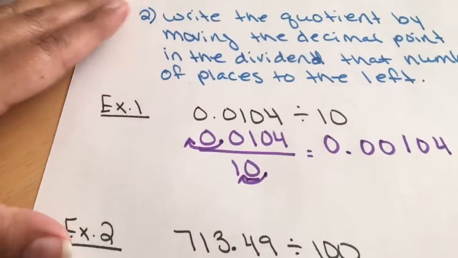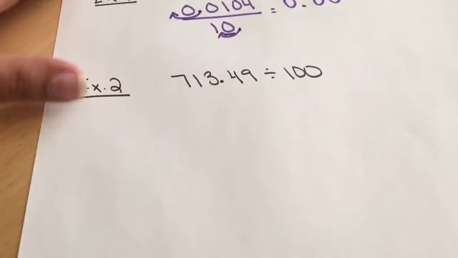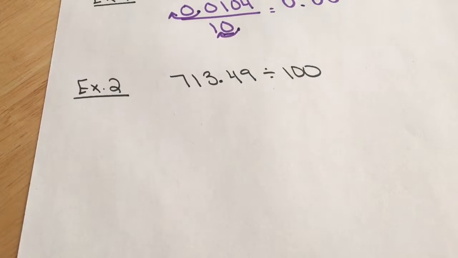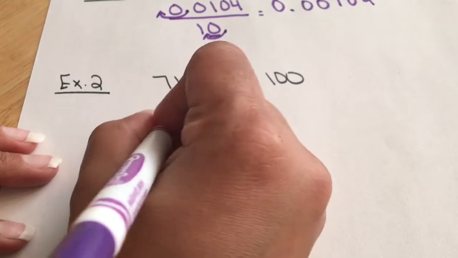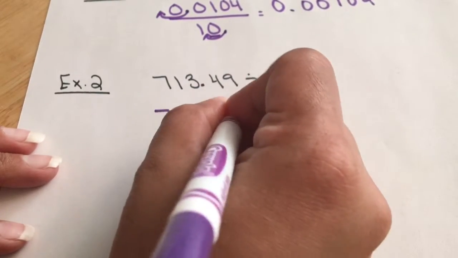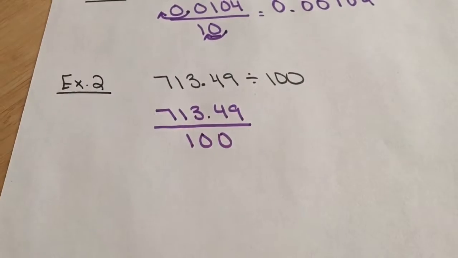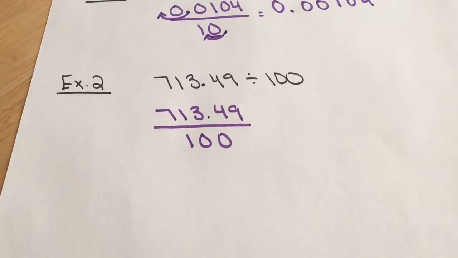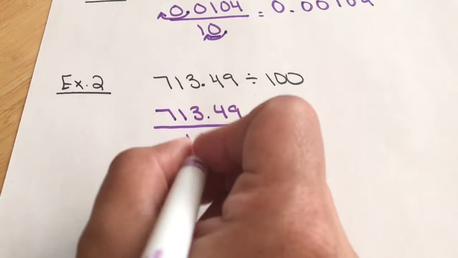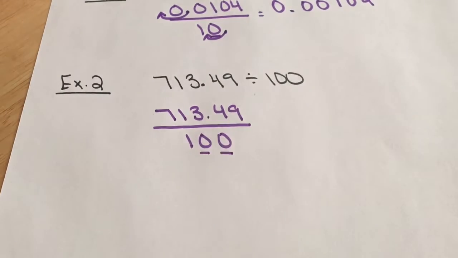Okay, let's try it with our example 2. So we have 713.49 divided by 100. Again, I'm going to rewrite this as a fraction. And for those of us who were confused about those decimals and the fractions, I'm just going to follow the rules straight this time. So the first thing it tells us to do in step 1, count the number of zeros in the divisor. So there's 2 zeros here.